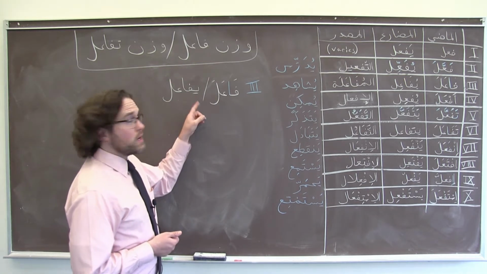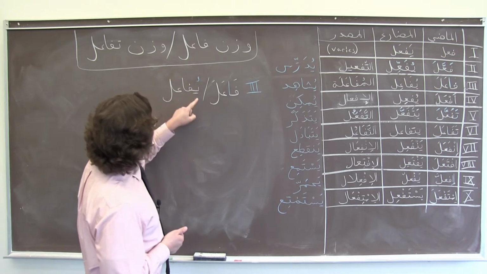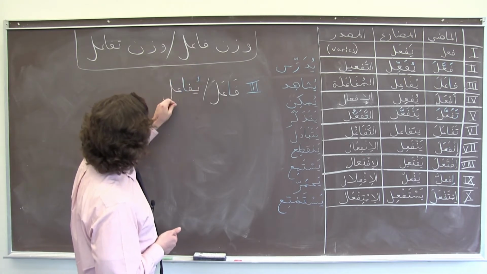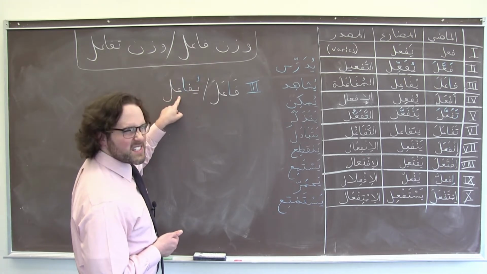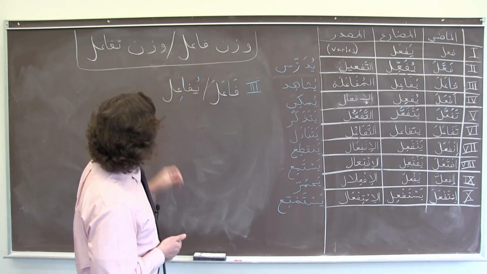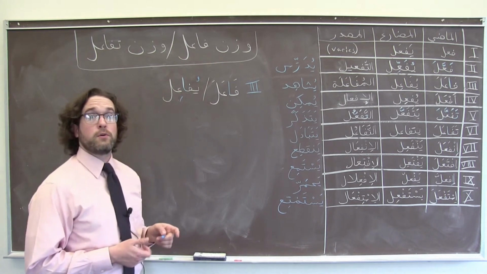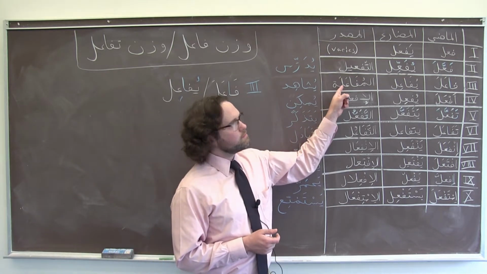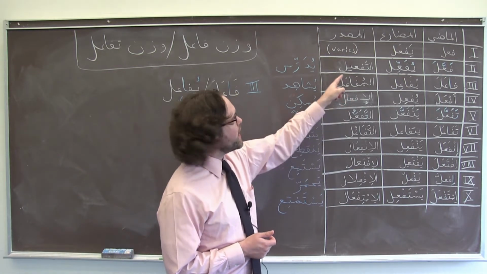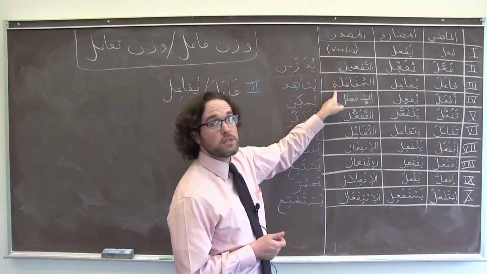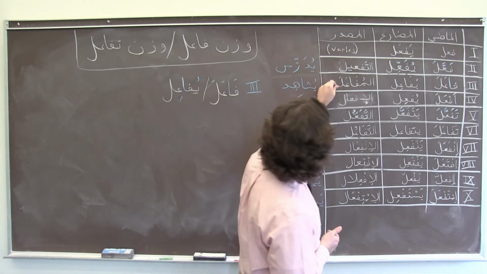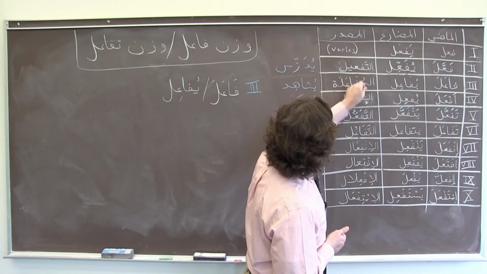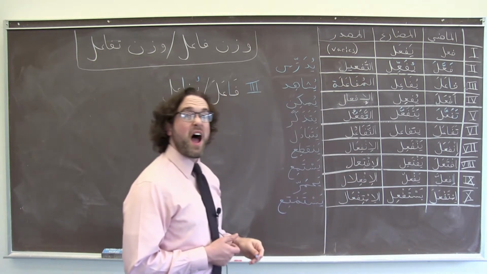On the prefix, whatever it's going to be, I'm going to have a dhamma. I'm going to keep that alif, and then on the second letter of the judr, I add a kasra instead for yufa'il. Notice too that the masdar of form 3 is the only derived masdar form that has a ta marbuta on the end, and it also has a mim at the beginning, al-mufa'ala.